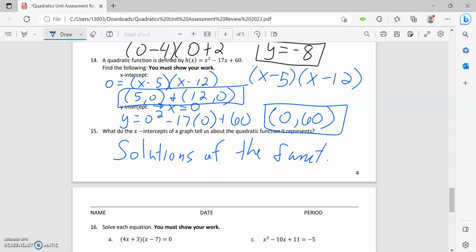Right? The x-intercepts are saying, hey, if I plug in this x value, I get y equals 0. And that's what we mean by finding the solution to a quadratic equation. The solution is, what value of x do I put in so that I get 0 as my y?